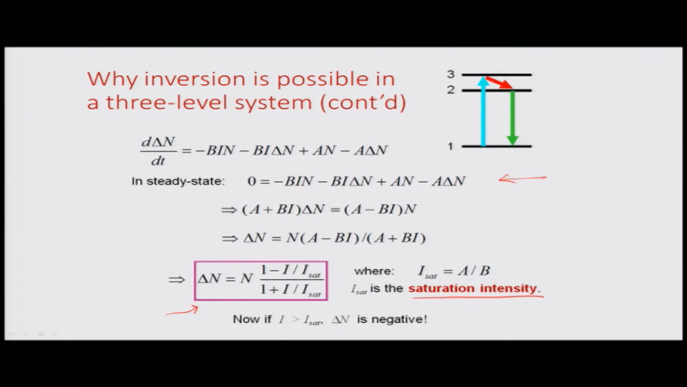And we will find that if our intensity is greater than the saturation intensity, you can get the delta n to be negative, which is exactly what we were looking for, your population inversion. That is the reason why for a 3-level system we can generate population inversion.